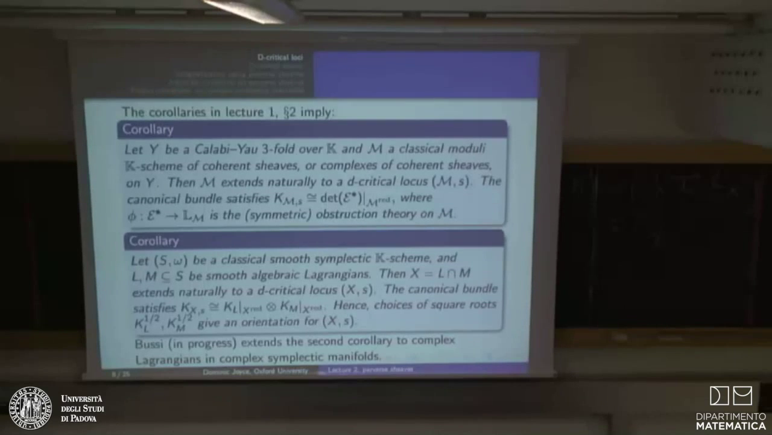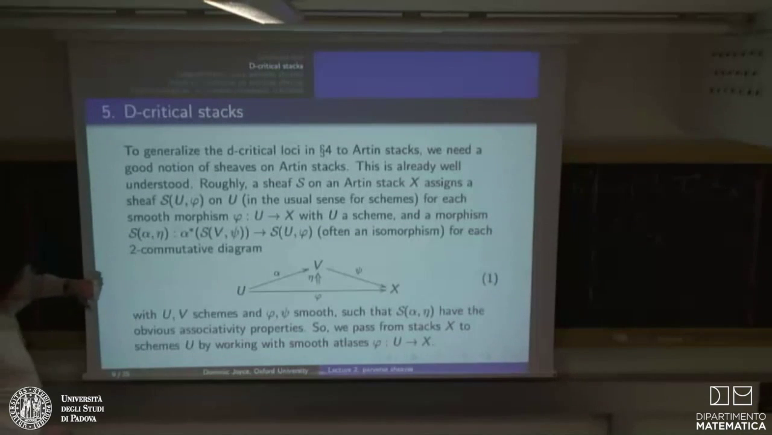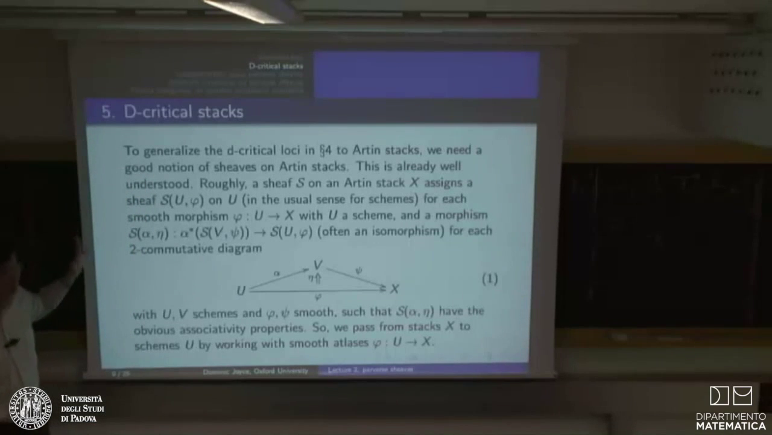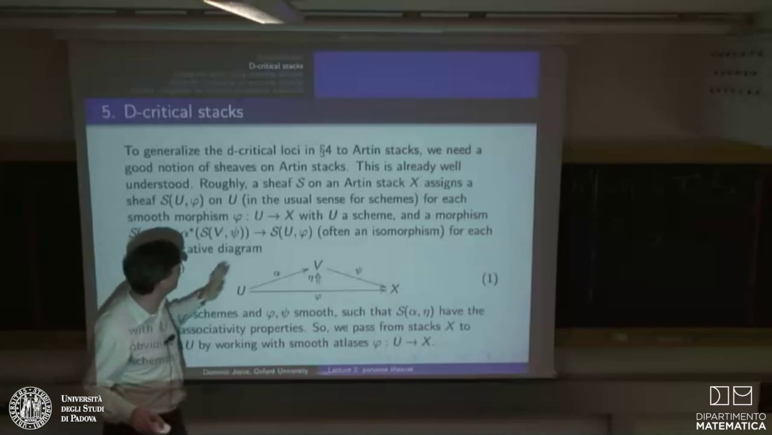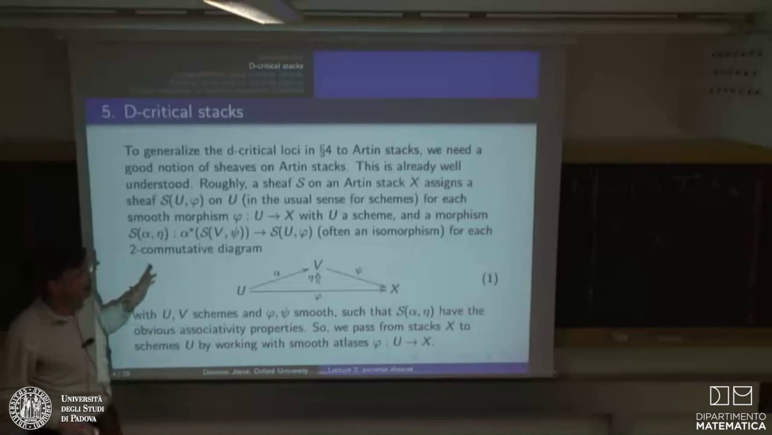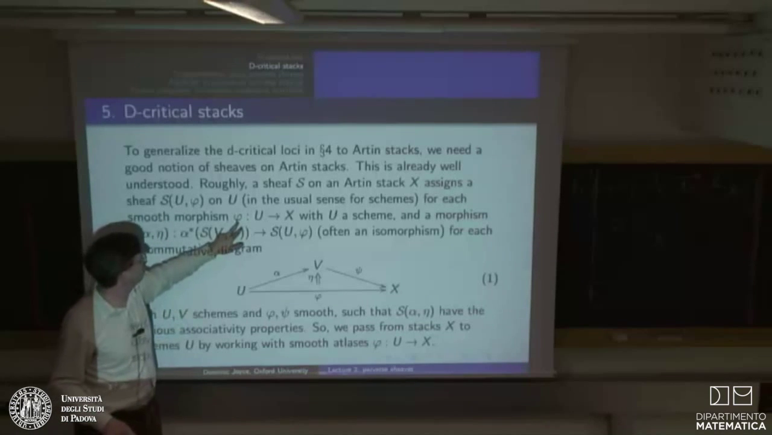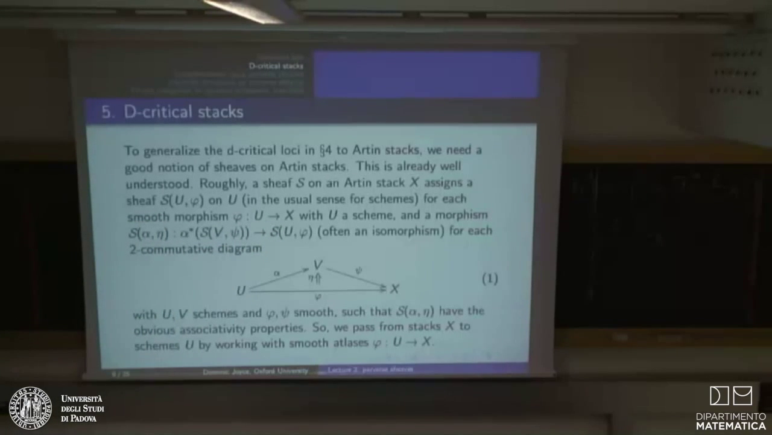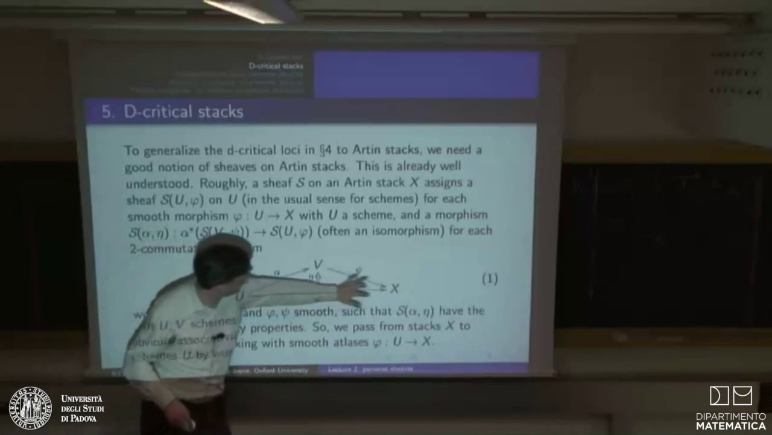Okay? So all of this has an extension to stacks, which is quite boring, so Oren wrote this bit. And I think I'm going to flip through it quite quickly. So we can generalize this to Artin stacks. You would need a good notion of sheaves on Artin stacks, which is already well understood. So essentially, you define sheaves on Artin stacks to be a choice of sheaf S(U, phi) for every smooth atlas, every smooth morphism phi going from U into X with U a scheme. So whenever we're dealing with Artin stacks, the idea is we just reduce things to the same question on schemes U which live over X by a smooth morphism.